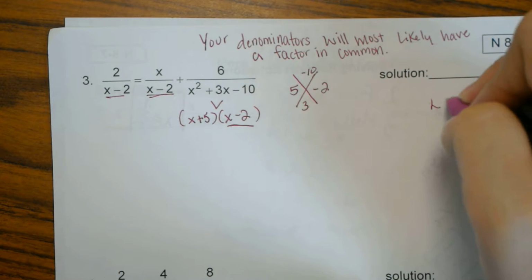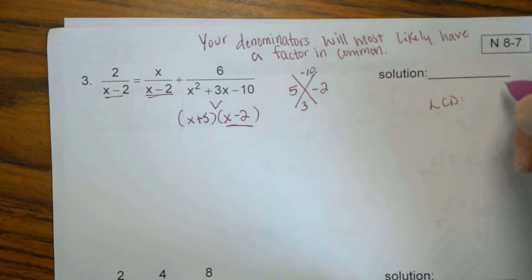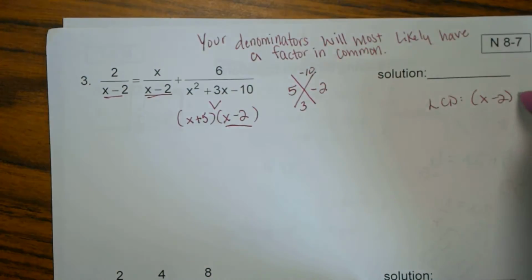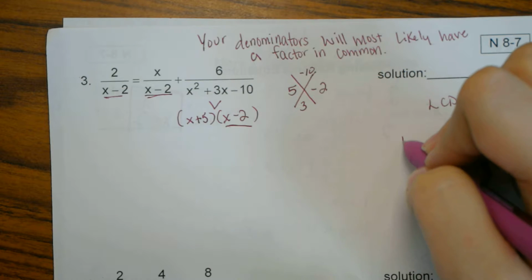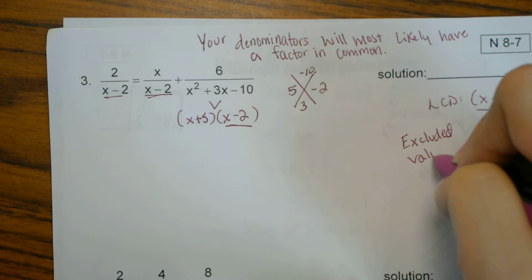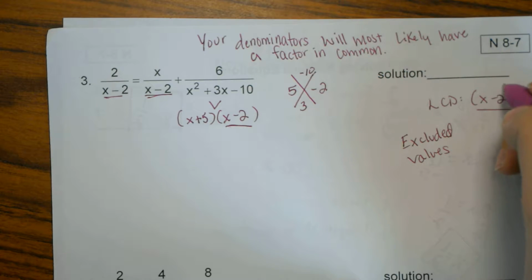But my LCD is what is common, what is not common. So x minus 2 and x plus 5 is not common, so that's my LCD. X minus 2 would equal 0 when x is 2. X plus 5 would equal 0 when x is negative 5.